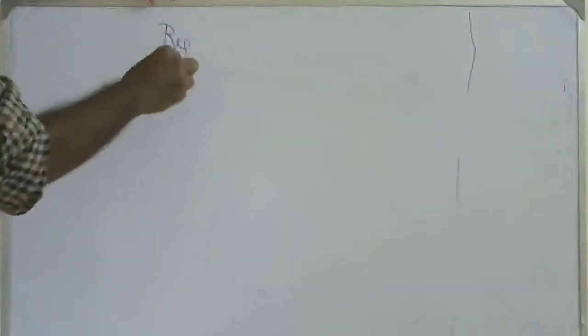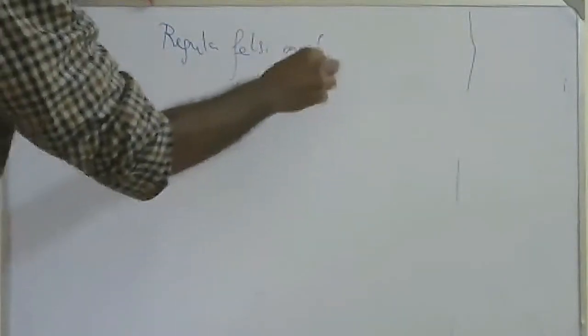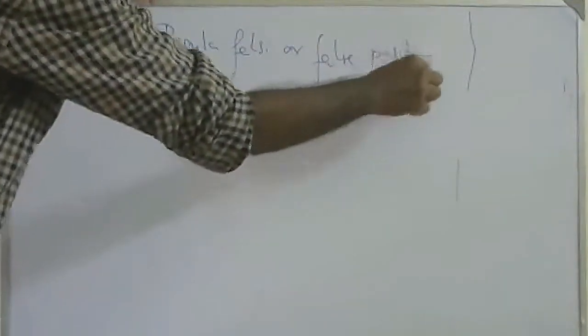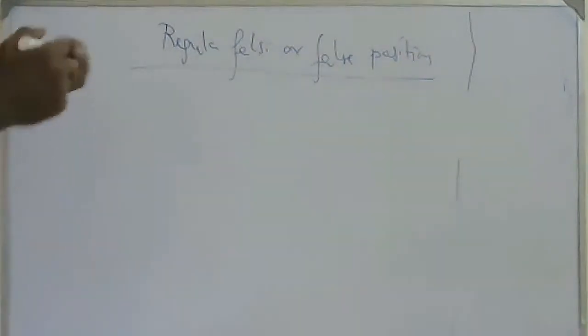Next topic, next method, regula falsi or false position, both are the same. Okay, so we will be solving that. It is the same strategy. It is an updation of the bisection method, a small update. It has a formula.